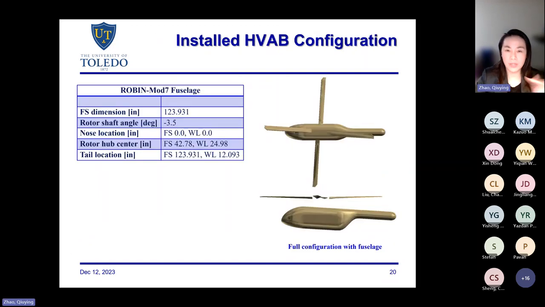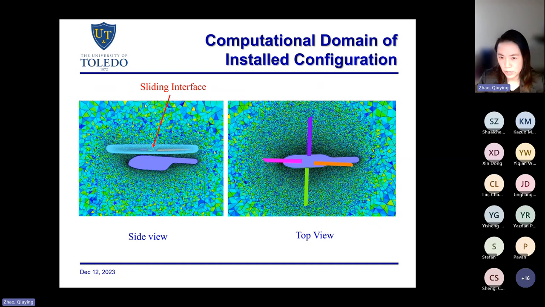Okay, so previously we were done with the isolated rotor simulations, and now we have preliminary results for the installed rotor, meaning we have the rotor and the fuselage simulated together. And the fuselage information is shown in this table, that is the ROBIN Mod 7 fuselage. And the rotor is exactly the same HVAB rotor applied in the isolated rotor simulations. Here's the illustration of the installed rotor structure methods. And we use the sliding interface again to allow the relative rotational motion.